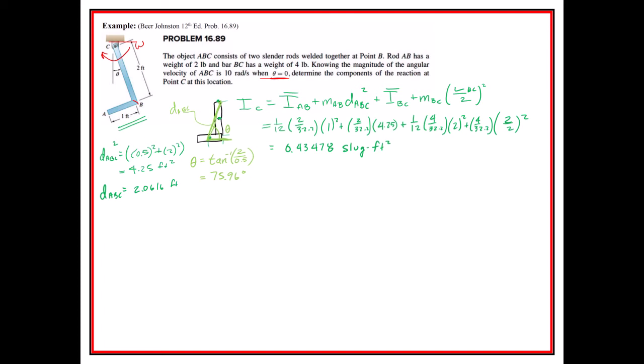Okay, we're ready to do the kinetics right now. So I'm going to take Newton's second law here. I'll write out my FBD, and it's going to be equal to my IBD.